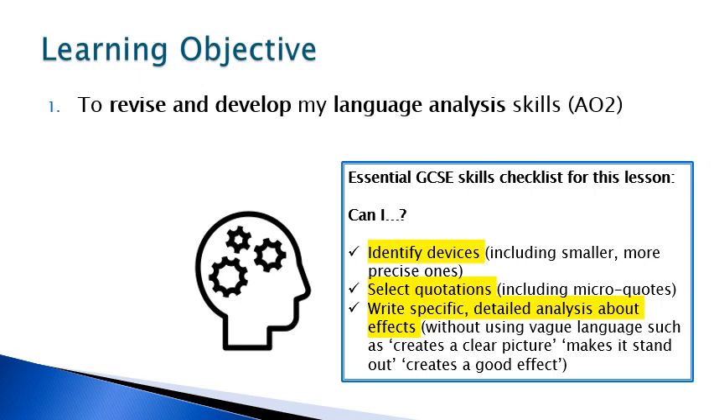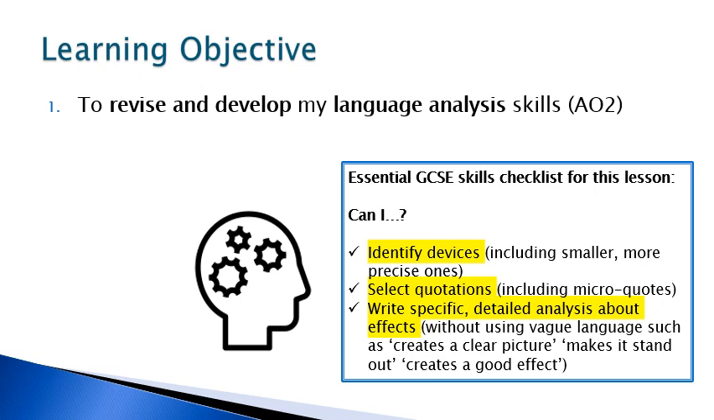So can I identify smaller devices? And if I want to push myself even further, can I identify smaller, precise ones? When I pick out a single word, can I say not the word something, but can I say the dynamic verb, the semantic field, the abstract noun? Can I use precise devices for my language point? Can I select quotations? And again, to move yourself even further, can you include micro quotations, which is single words, a range of words put together that build up an overall theme or that contribute to a particular effect, because that's going to help you hit the top band.